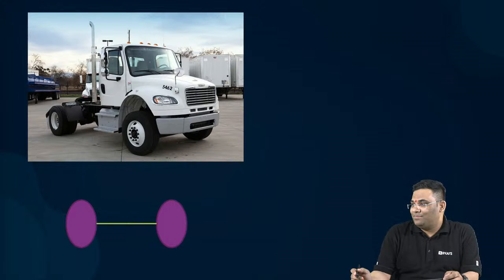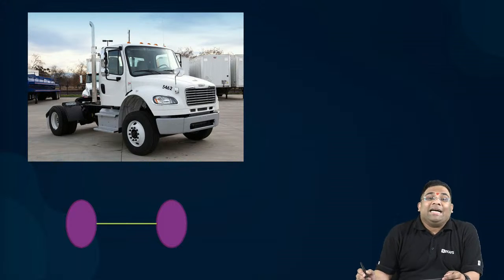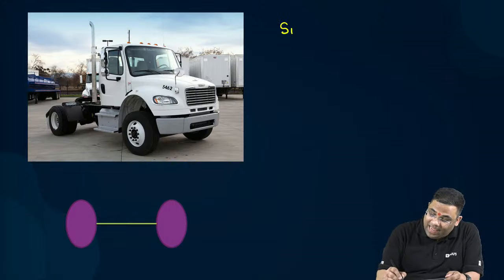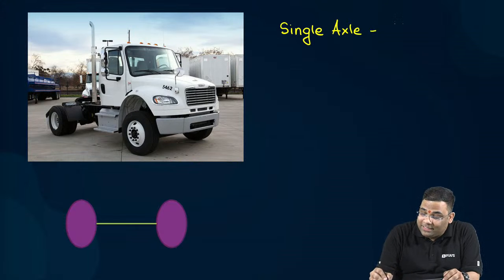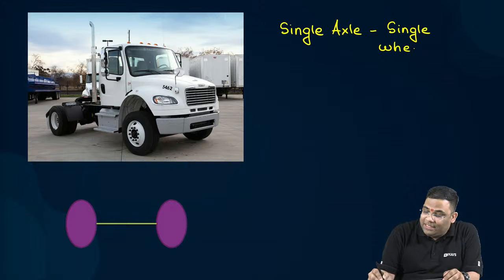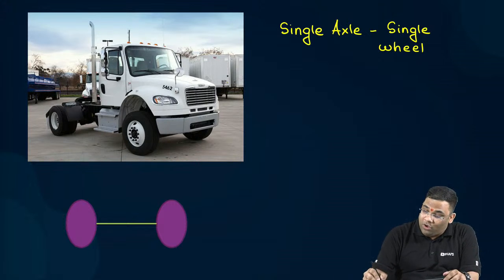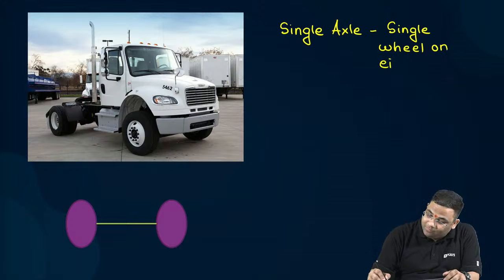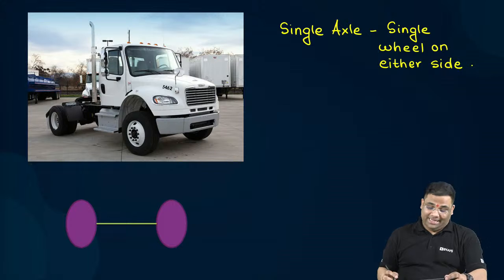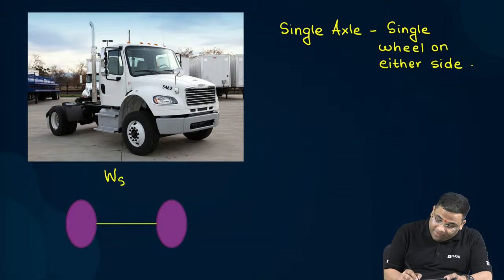Yes, okay. I can see that this is a single axle. Then we have a single wheel on either side. So this is a single axle, single wheel on either side. When this is the case, the standard axle load will be taken as 65 kilonewton.